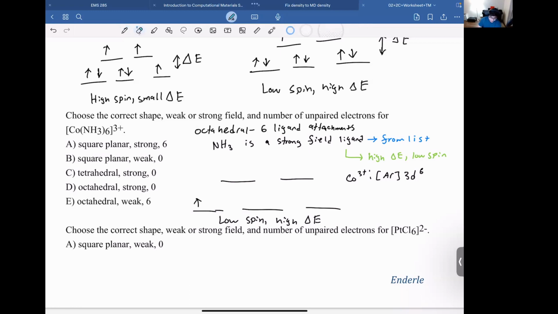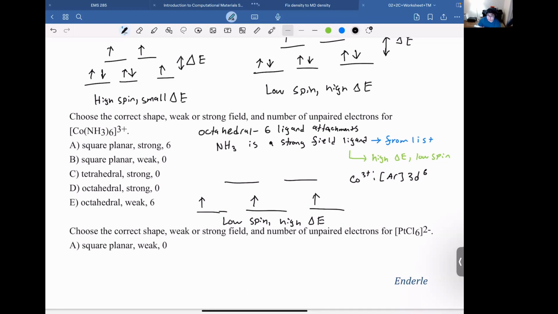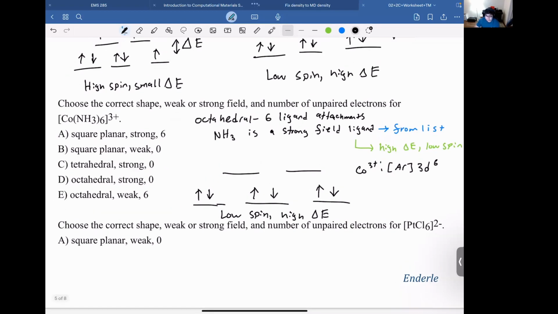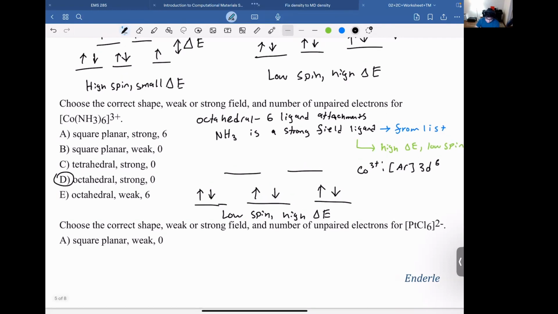Oops, that was wrong. Keep in mind if you have a high change in energy or high gap in energy, you fill up the lowest row first, and then you pair it before moving on. If it's a low E, then you go through all of them and then you start pairing them. So we have 0 unpaired electrons here. It's octahedral and we have a strong field ligand.